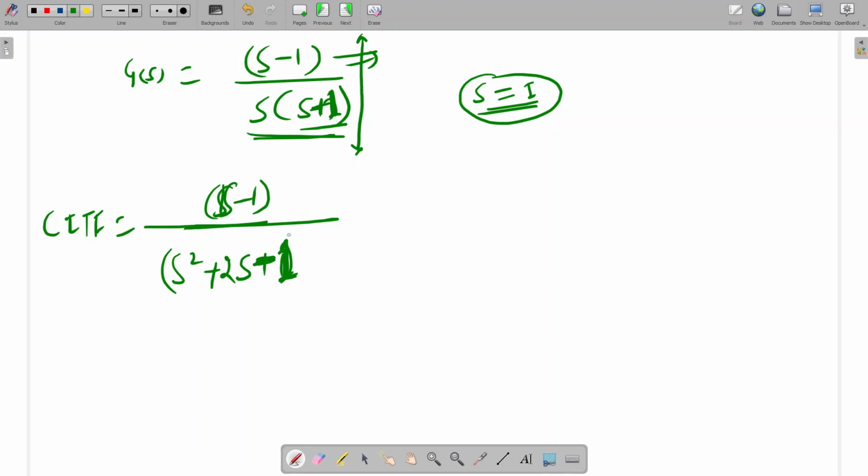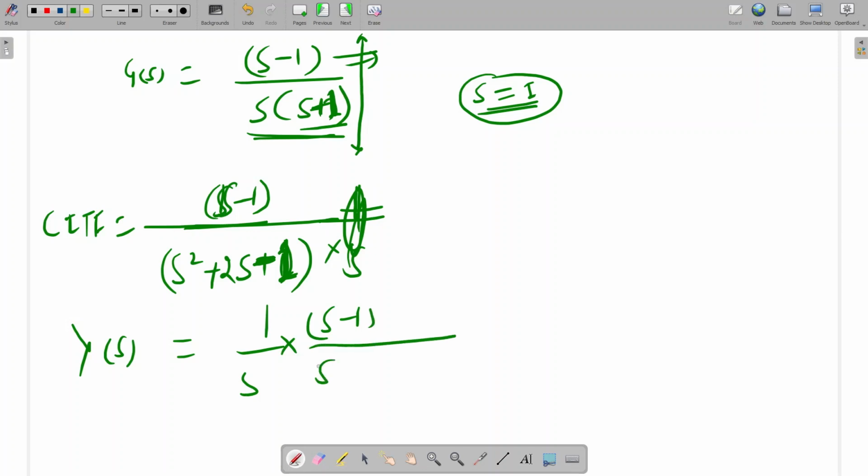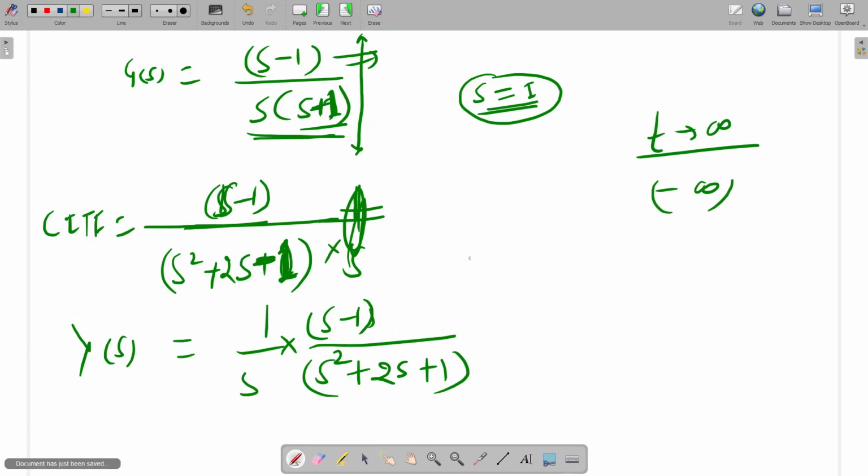Yes, sir. And then one more term will be there. Step response means 1 by s should be multiplied. That will be the step response, Y(s). So this is the closed loop transfer function; Y(s), the output, will be 1 by s into (s minus 1) divided by s square plus 2s plus 1. Now if we convert it into the time domain, at t tends to infinity it will go to minus infinity. So let's check whether the initial and final value theorem will work here or not.